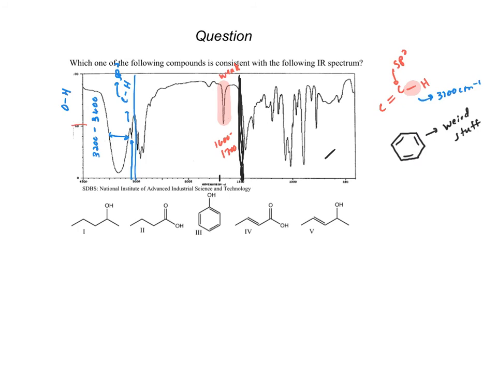Carboxylic acids would be from about here to here, gigantically broad. Cover up everything else. So we know this is an alcohol, and we know there's a carbon-carbon double bond and an alcohol group. So is it going to be 1? No. Is it going to be 2? No, because that's a carboxylic acid. I told you no for this one. Again, what's the problem with 4? It's also a carboxylic acid, so no. And so the last one is 5.